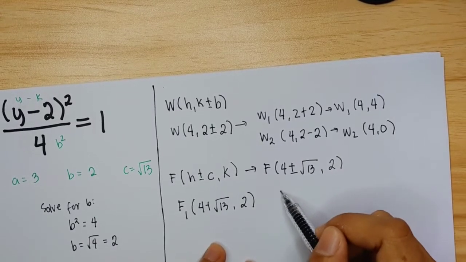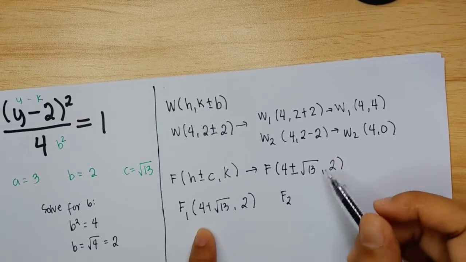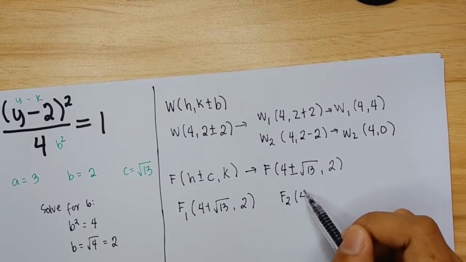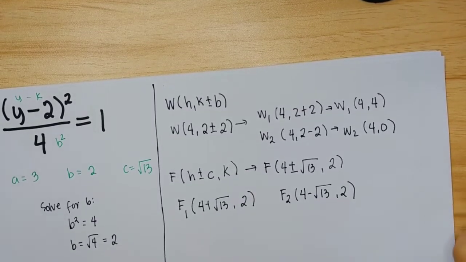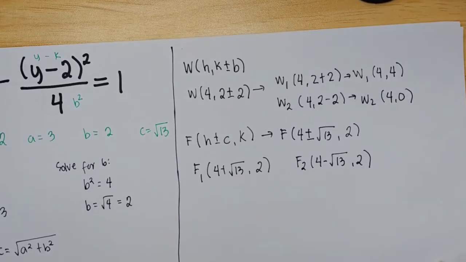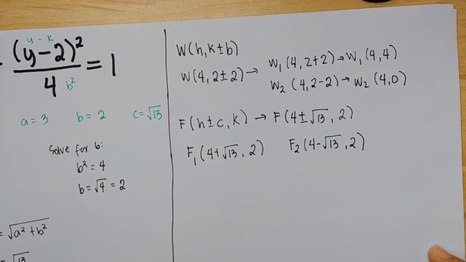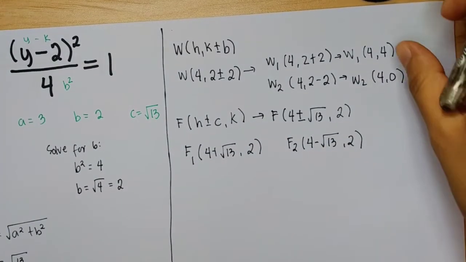Ang F2 natin, since hindi naman yan pwedeng i-add, pwede yung i-add, but decimal yung sagot, pero leave it like this na lang. So, we have (4 minus square root ng 13, 2). So, that is our focus, or our foci, points of our foci. So, we have here center, vertices, our co-vertices and our foci.